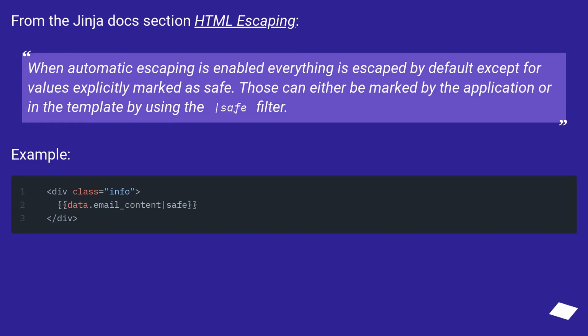From the Jinja docs section, HTML escaping. When automatic escaping is enabled, everything is escaped by default except for values explicitly marked as safe. Those can either be marked by the application or in the template by using the vertical bar safe filter. Example.